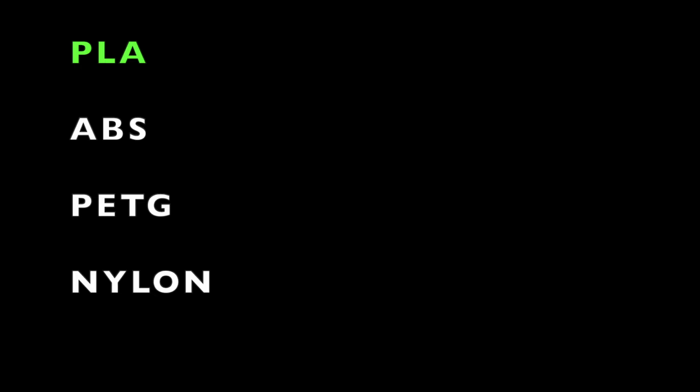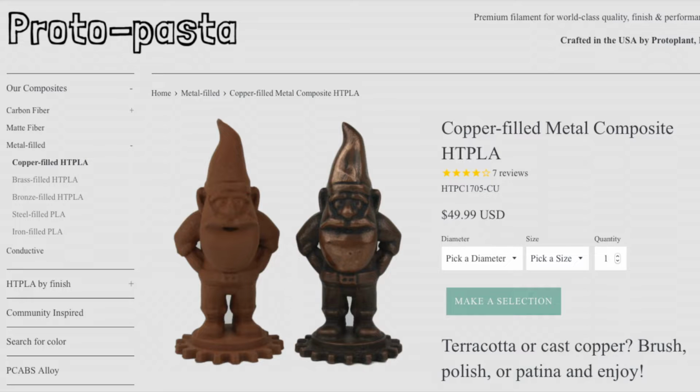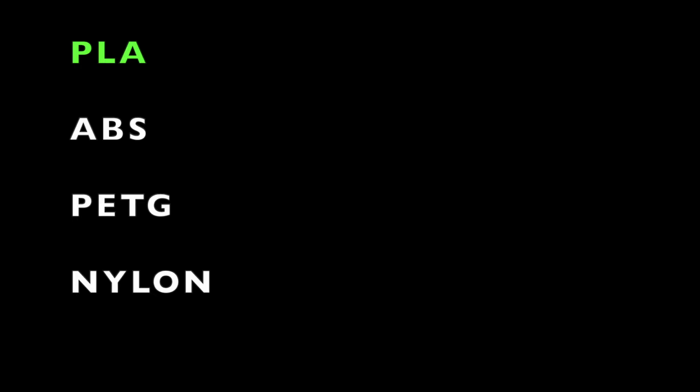ABS is also popular as well, so is PETG and nylon, as well as other formulations of filament. There are lots of hybrids like carbon fiber chopped inside PLA. You can even get brass particle filled, but those are all things that you'll learn along the way. If you start off with PLA, you pretty much can't go wrong.